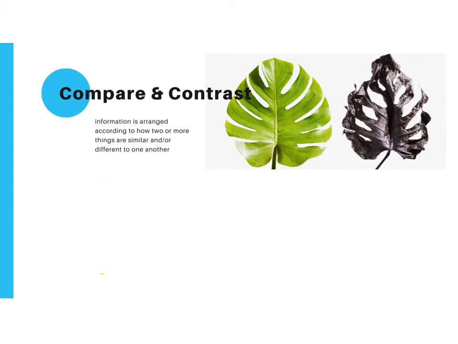Another way of doing compare and contrast is to discuss both of the subjects of your comparison and contrast simultaneously and organize your paragraphs or your points around topics that represent the similarities or differences. So let's say I was writing an essay about these two leaves here. My first paragraph might be about color. I might talk about how leaf number 1 is green, very rich looking. Leaf number 2 is black.